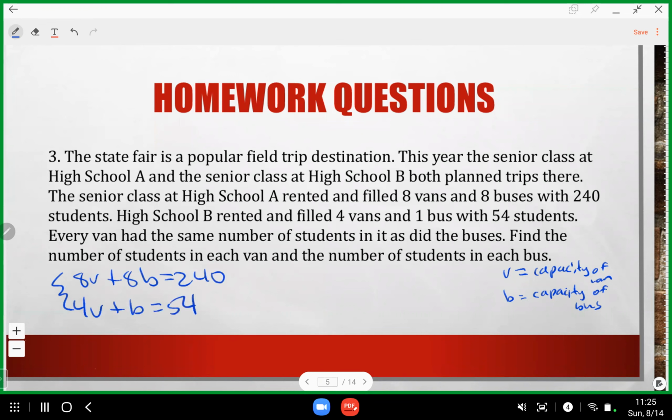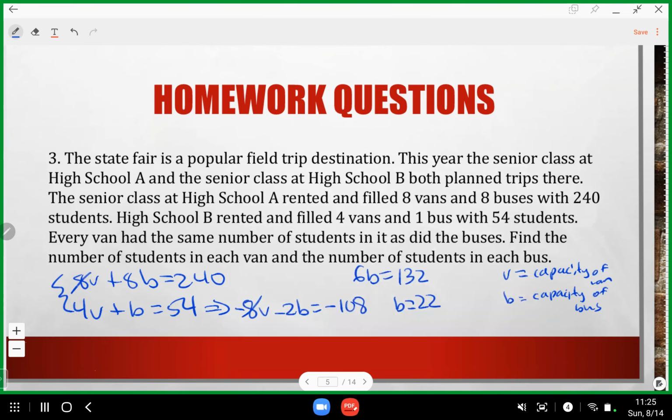So what we can do here is multiply the second equation by -2. Let's do that. Negative 8V minus 2B is going to be equal to negative 108. All right, we multiply everything by -2. Now we just add. You can see when you add, the 8V cancels out. So you're left with 6B equal to 132. Right. So B is going to be equal to 22.